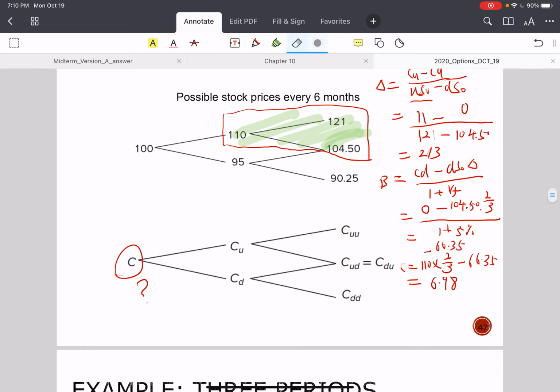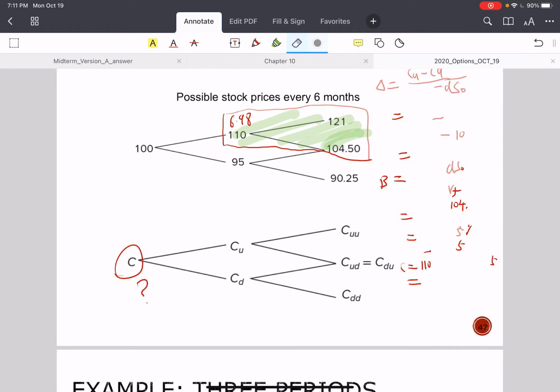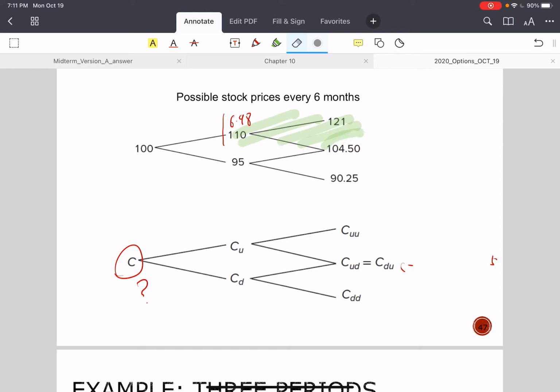It looks complicated, but once you decompose this process into several different options, you can see that it's really just a little more complicated compared with the previous example, right? So we know that the option price here is 6.98, right? Okay, great. So now let's see what is the option price here.